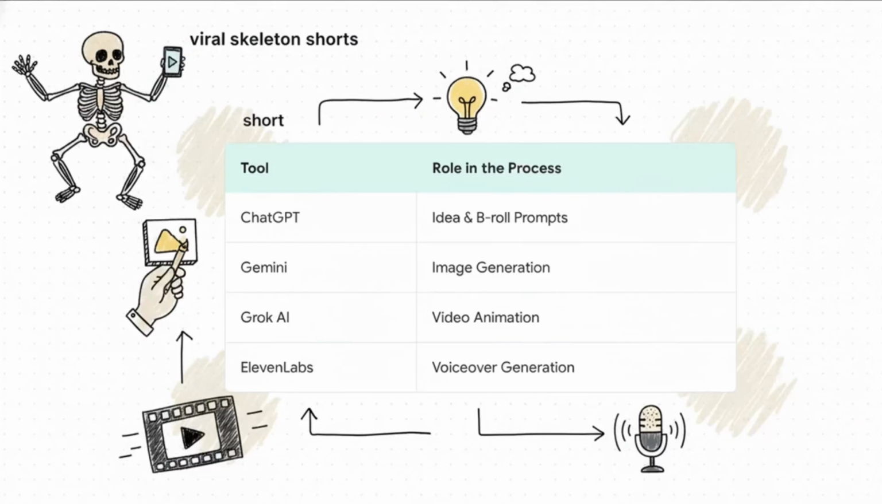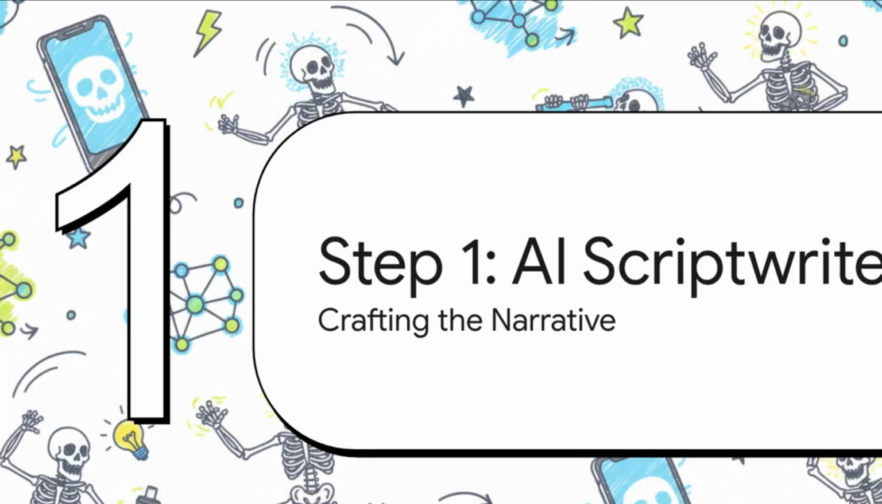First up, you've got ChatGPT. That's our scriptwriter and idea generator. It comes up with the concept and the specific scene prompts. Then, Gemini steps in as our artist, creating the still images from those prompts. After that, we take those images to Grok AI, our animator, to bring them to life. And finally, 11 Labs is our voice actor, generating the narration. Pretty cool, right? All right, let's kick things off with step 1, the script.